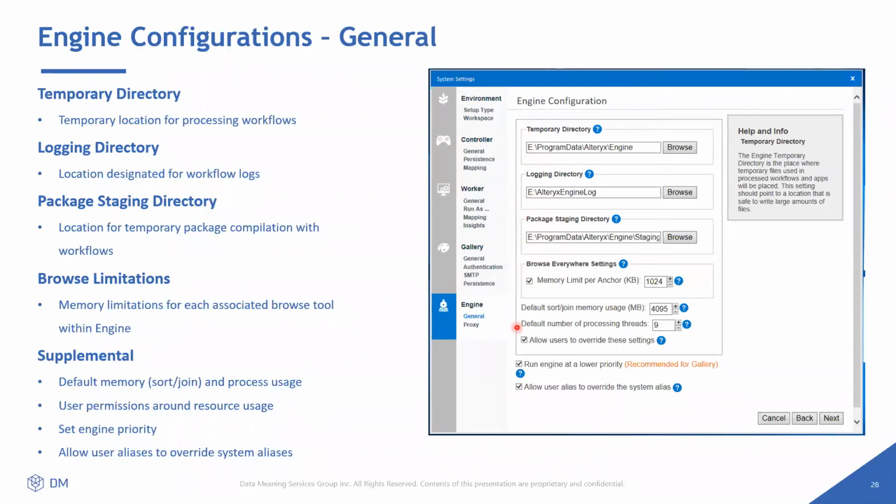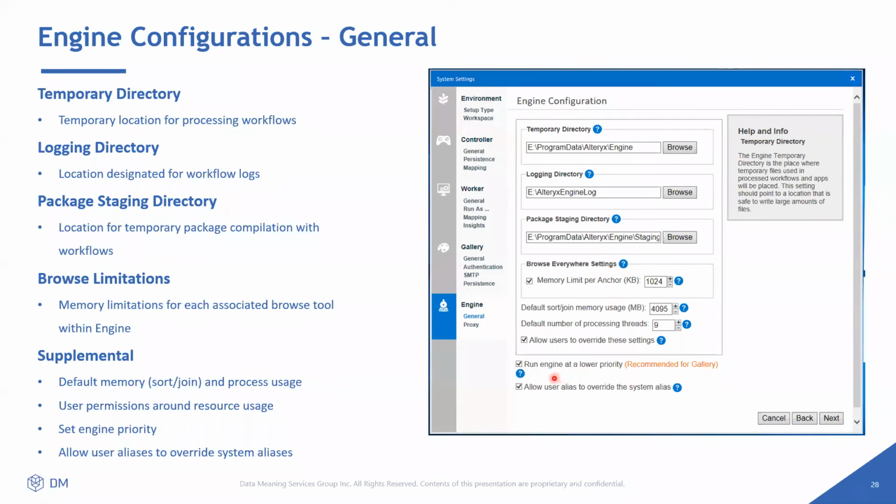Then lastly, you have some configurations that you can do here to limit some of the size and some of what's there. And these last two here I want to touch on. Again, by default, if you're running a single node environment, you are running your gallery and your workflows and engines on the same machine. So you will want to have this checked because you do not want to interrupt the user experience just so workflows can run slightly faster.